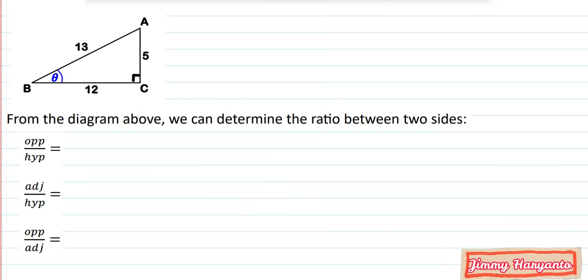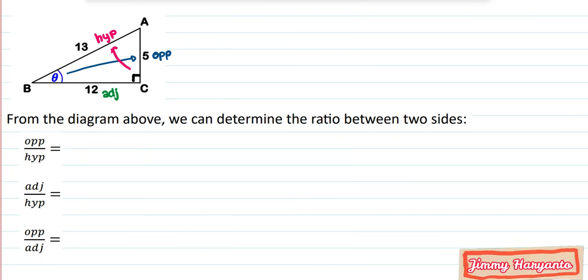So before we begin, let's label it first because we have theta right there. That means the opposite side will become the opposite. And because we have this 90 degrees, the side opposite it will become the hypotenuse and the rest will become the adjacent. So to find the ratio of the two sides, we only have to input the values.